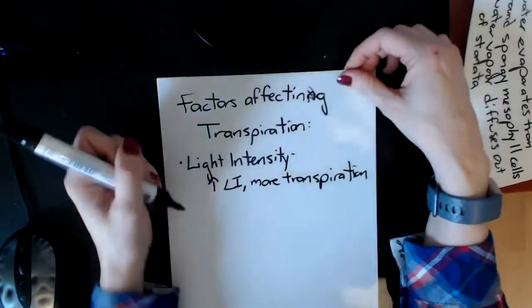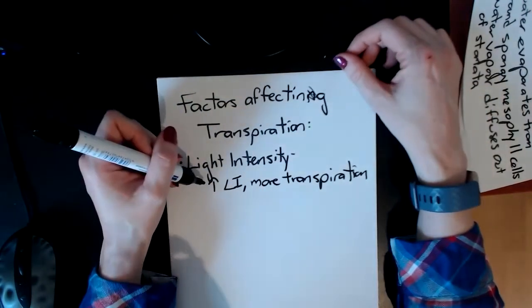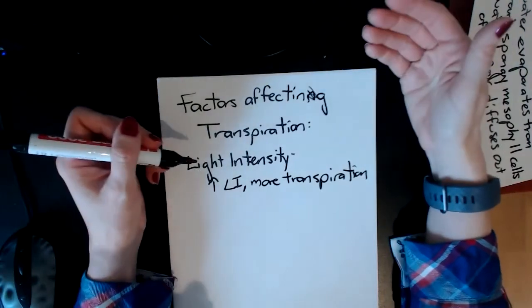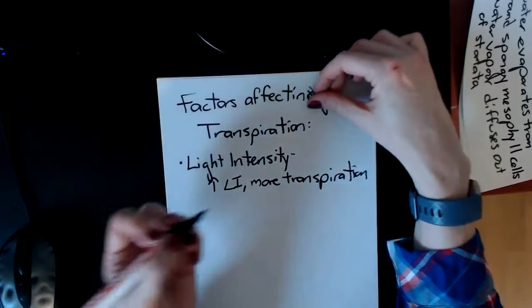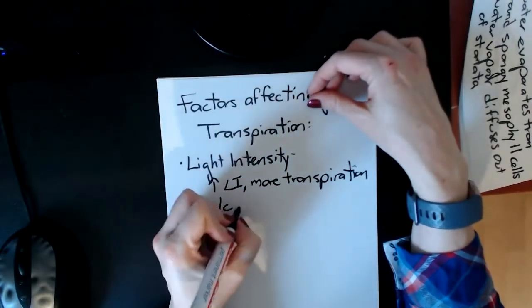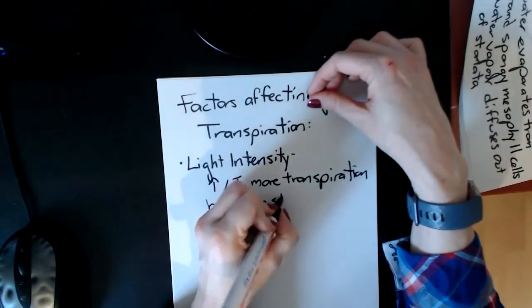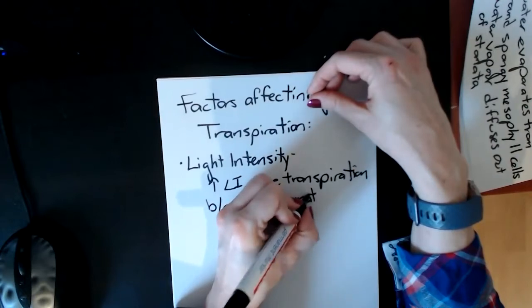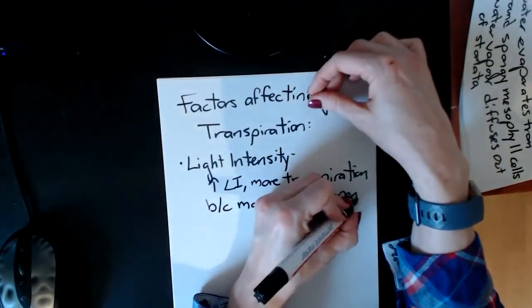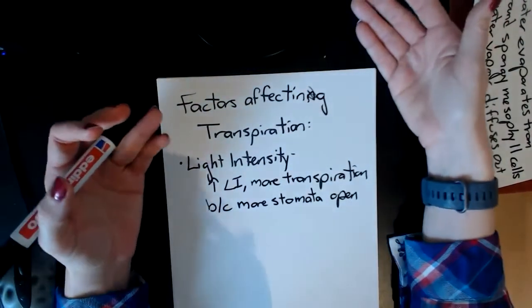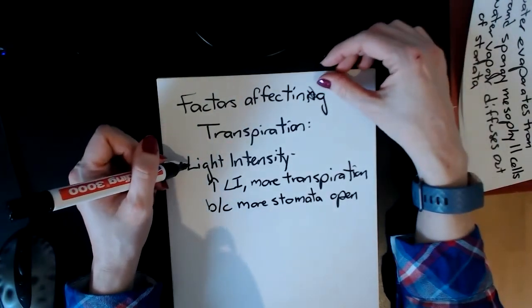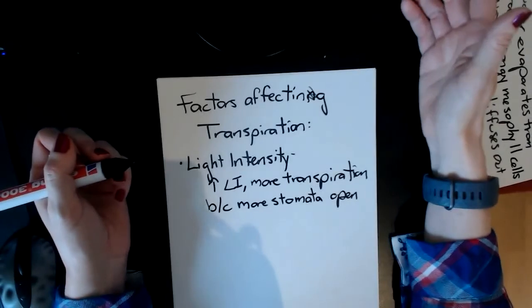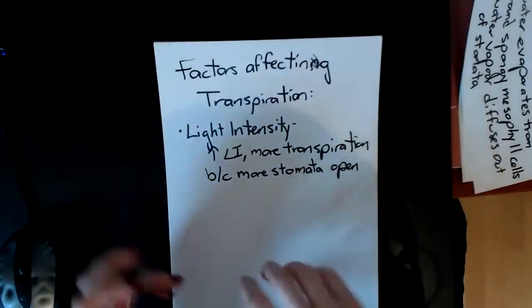That's because as you increase light intensity, more stomata will open. So there's simply more surface area for the water vapor to diffuse out. Okay, so more transpiration, because more stomata are open. Although at some point, of course, all the stomata that can be open are open, or all the stomata that there are in the leaf. And so increasing the light intensity past that will not increase transpiration anymore. Okay, so that's the first one.